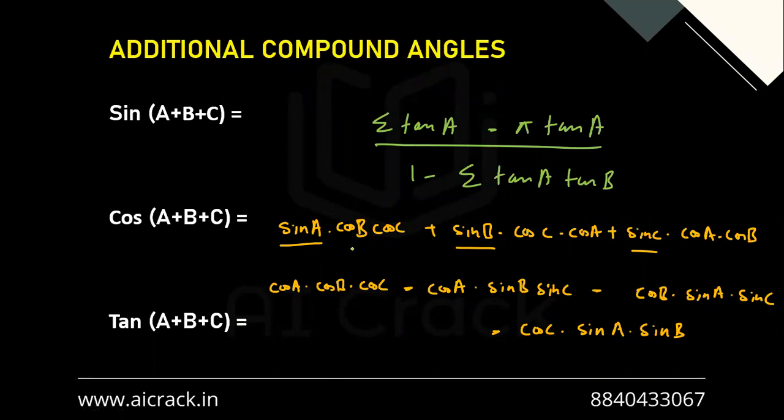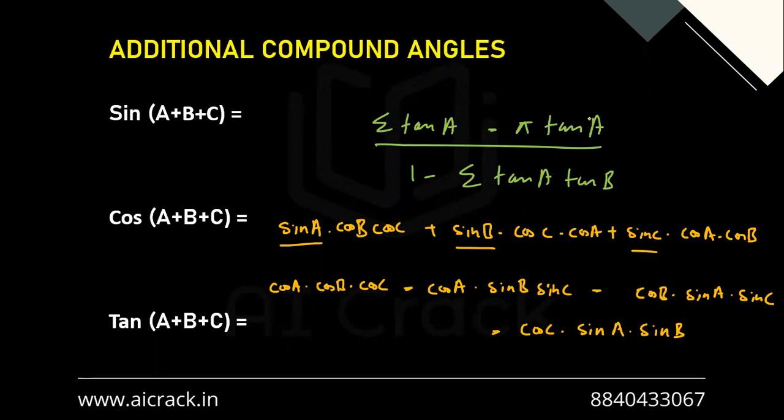Now in case of tan of a plus b plus c, it's a very lengthy formula, so we have written it in terms of sigma and pi. So sigma tan A is nothing but tan A plus tan B plus tan C. If someone doesn't know these notations, sigma tan A means tan A plus tan B plus tan C. If there were four angles, then we would have written tan A plus tan B plus tan C plus tan D. So sigma means that.